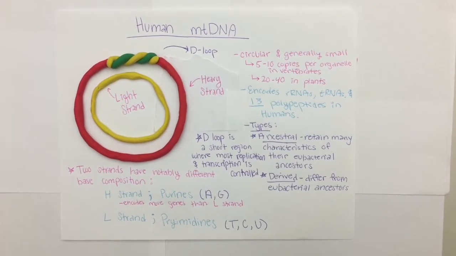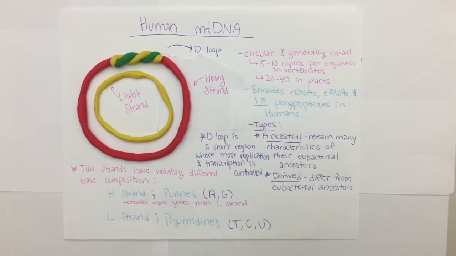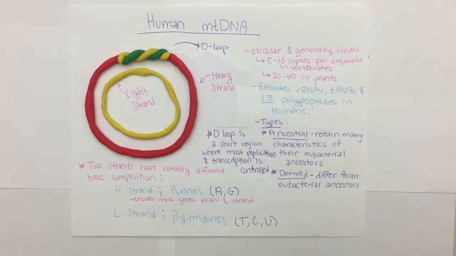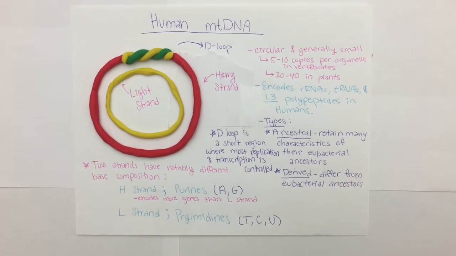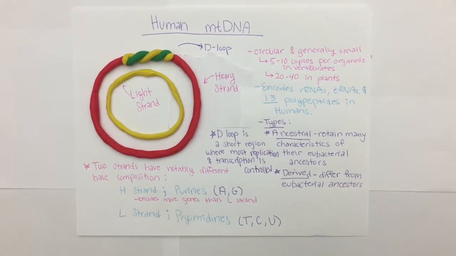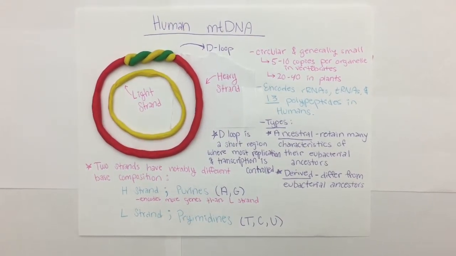Human mitochondrial DNA is circular and generally small. There are 5 to 10 copies per organelle in vertebrates and 20 to 40 in plants. This DNA encodes for rRNAs, tRNAs, and 13 polypeptides in humans. There are 2 different types: ancestral, that retain many characteristics of their eubacterial ancestors, and then derived. These differ from the eubacterial ancestors.